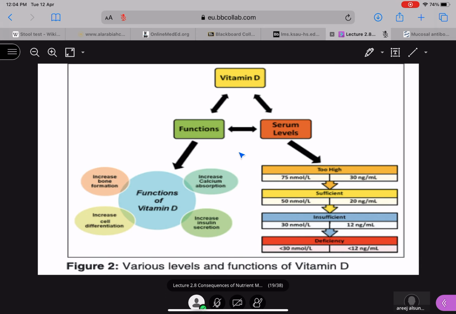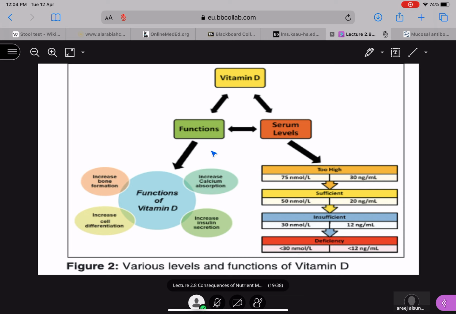So what is the normal serum vitamin D? When it is 75 nanomole per liter, this is the optimum. The sufficient is between 50 to 75, insufficient 30 to 50, and deficiency is when it is less than 30 nanomole.